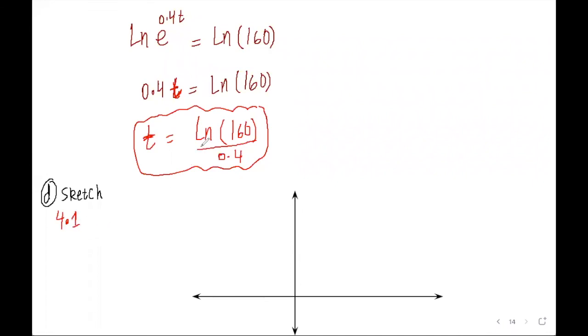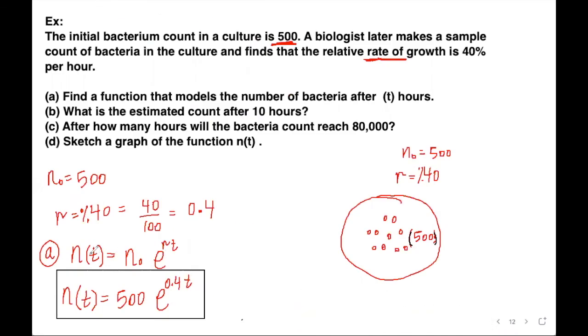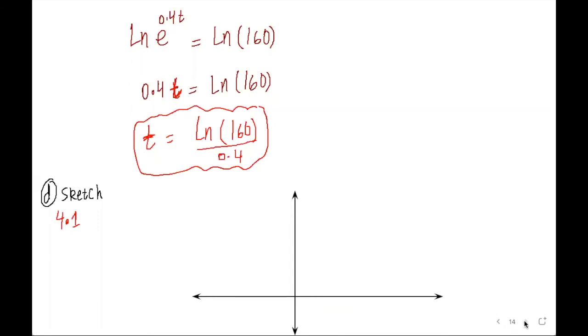This is an exponential function. So I know n of t equals 500 e to the 0.4t. So this is an exponential function multiplied by 500. Here this is my t, the time, and this is n of t. At time 0, they give me 500. So at 0 it is 500 here.